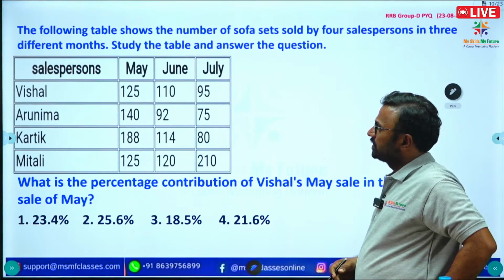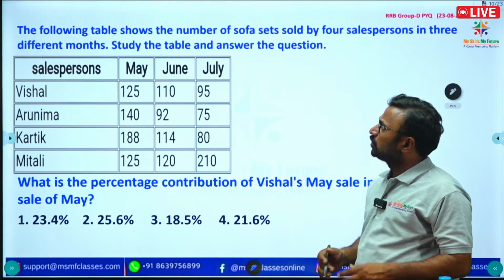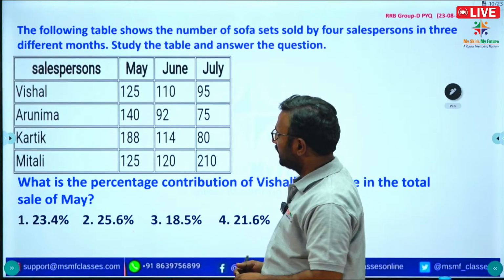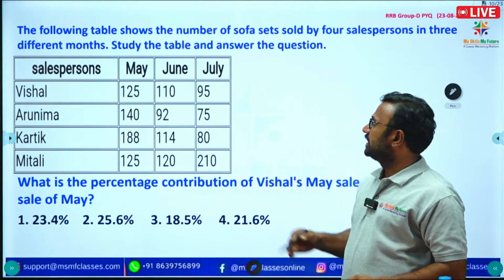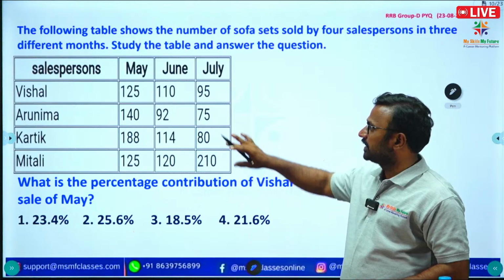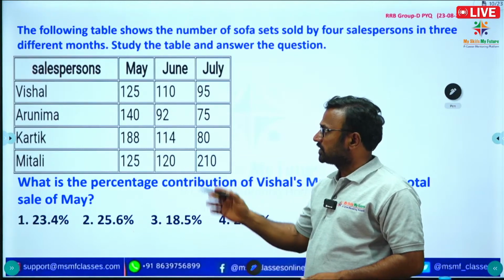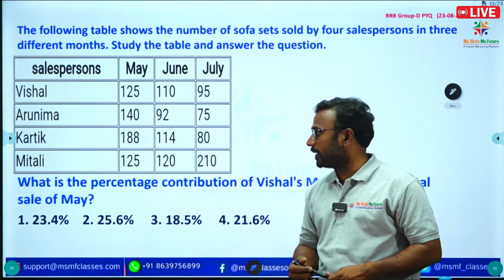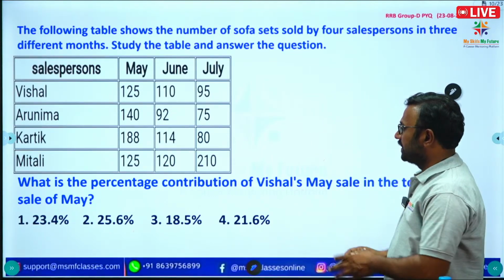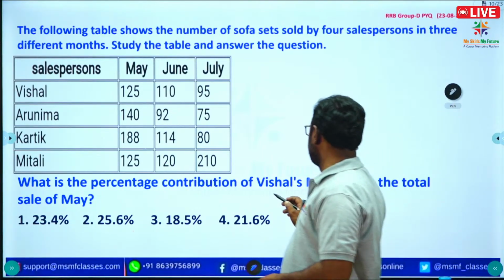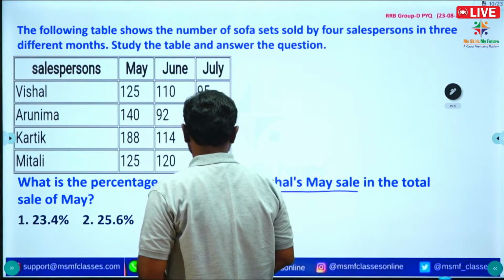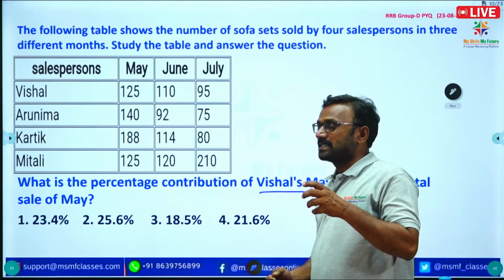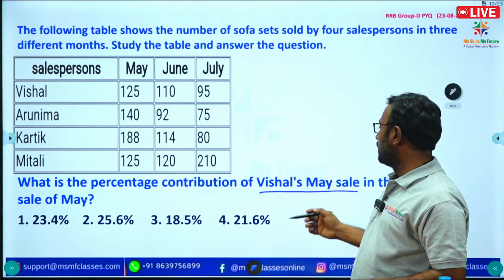Next question. The following table shows the number of sofa sets sold by 4 salespersons in 3 different months. Study the table and answer the question. This is the table that shows the sofas sold by the salespersons in 3 different months. What is the percentage contribution of Vishal's May sale in the total sale of May?